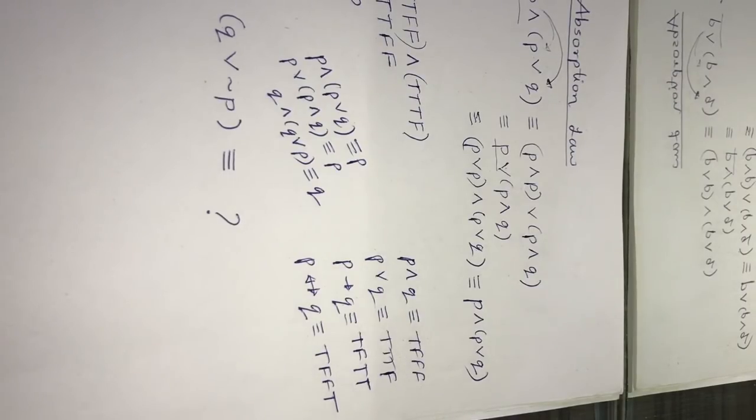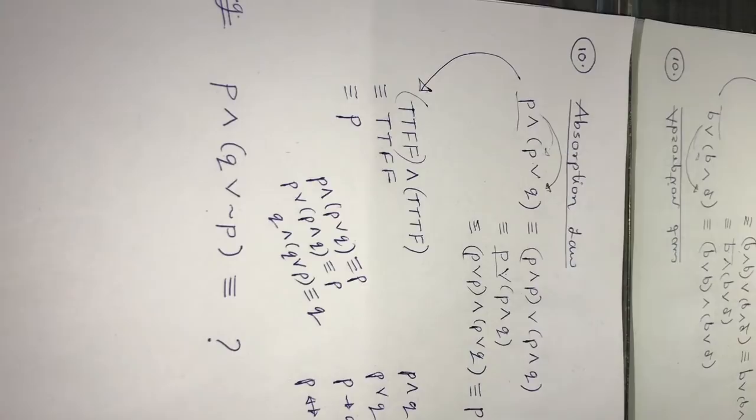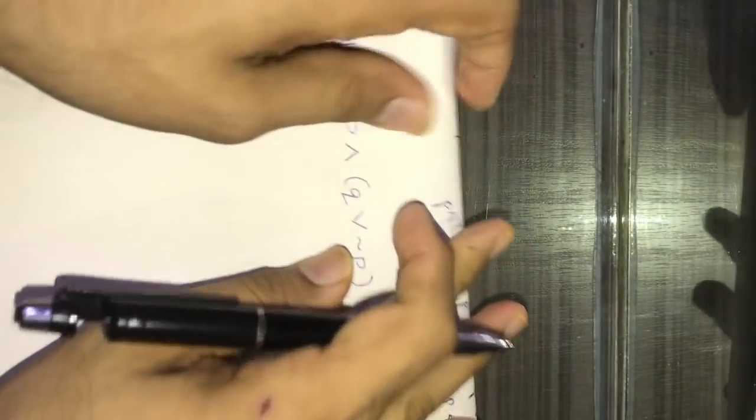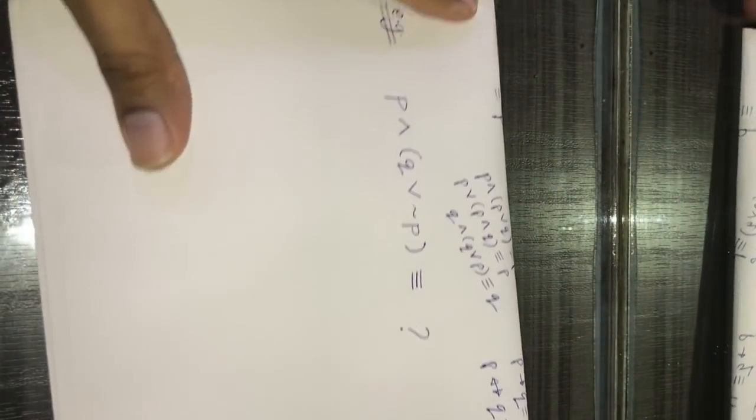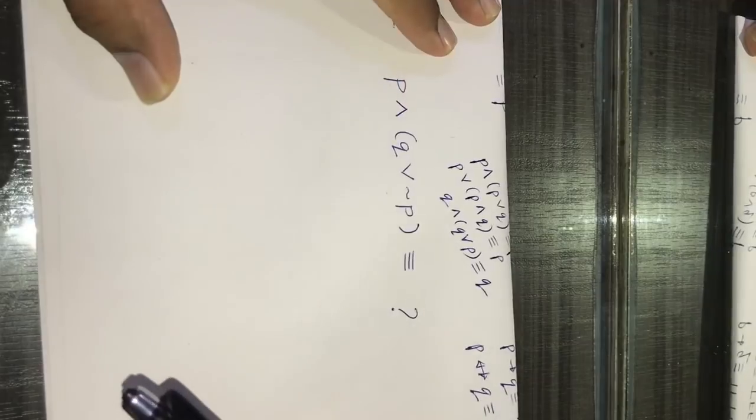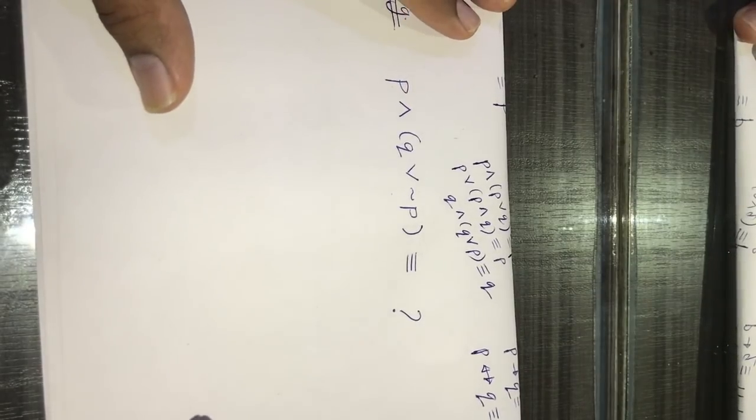Okay, so these are 10 laws which you'll be needing to solve the problems henceforth. So you have to quickly note these down and revise before starting with the sums. Okay, so now I'm going to start with the sum. The first sum which I have written over here is P and Q or negation P. I want to simplify this.